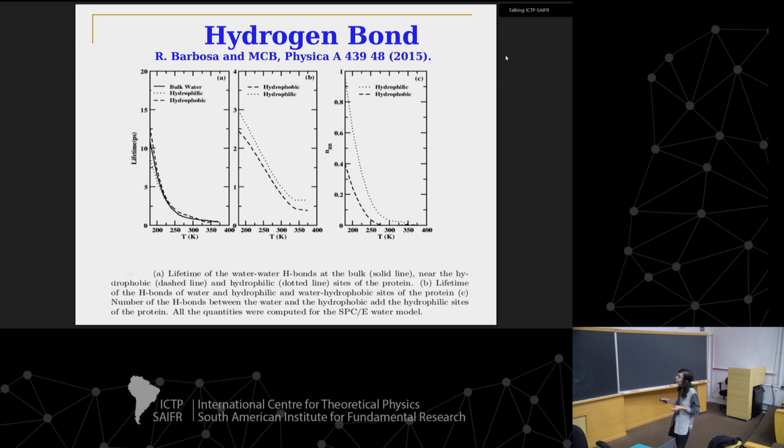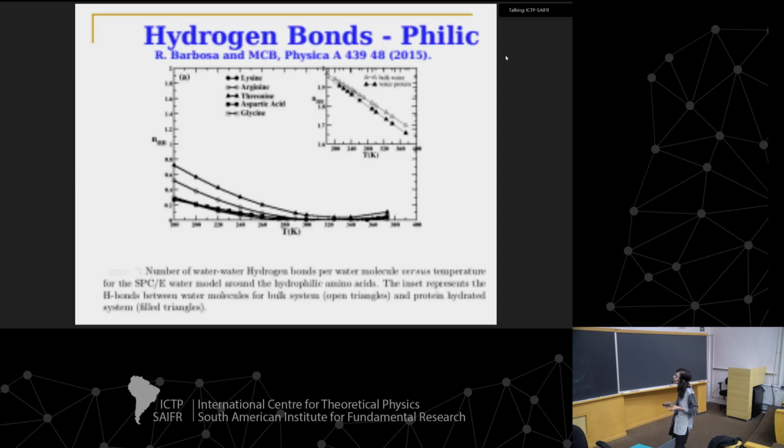And finally, the number of hydrogen bonds between water and hydrophobic and hydrophilic sites of the protein. So this is the sites in the protein, and this is water, and this, the water with the proteins. Of course, you have for hydrophilic sites longer, but all of them die out with temperature. That means that temperature kills the bonding in all the cases.